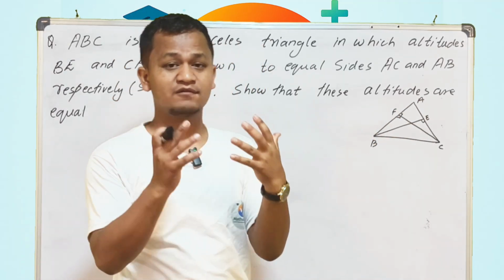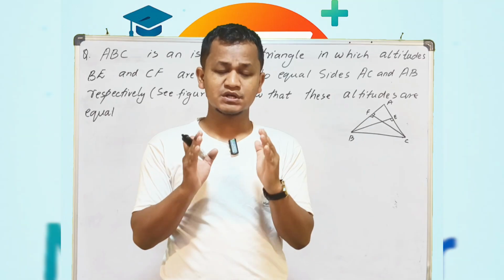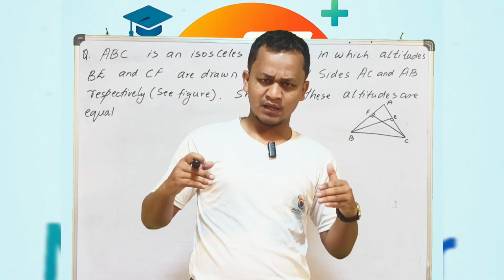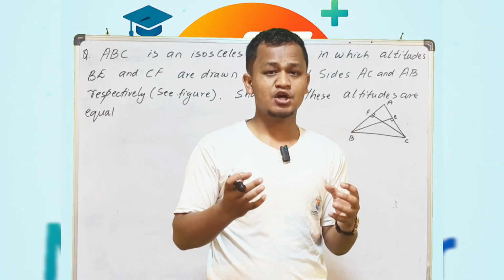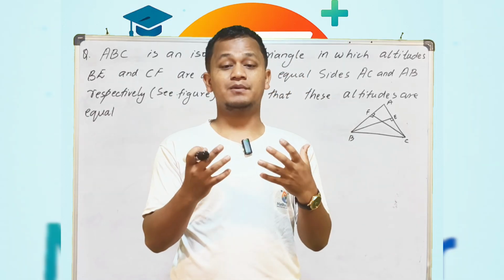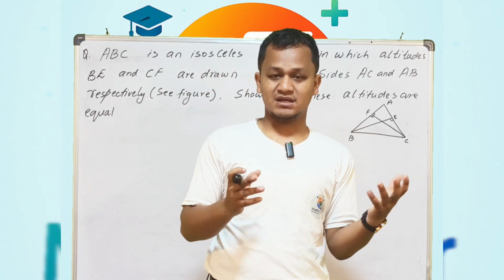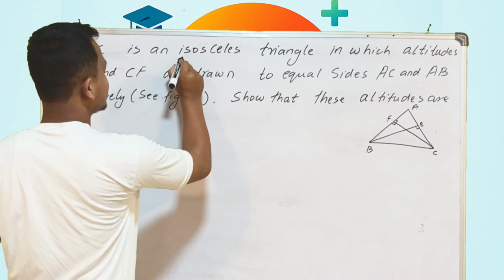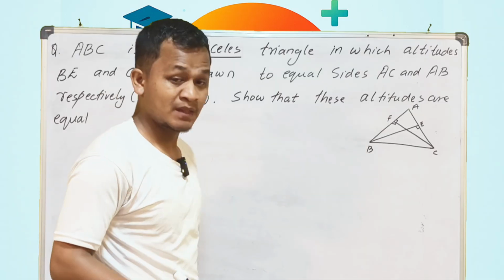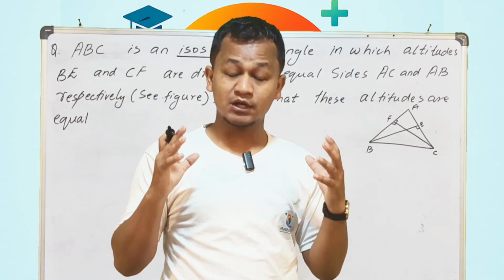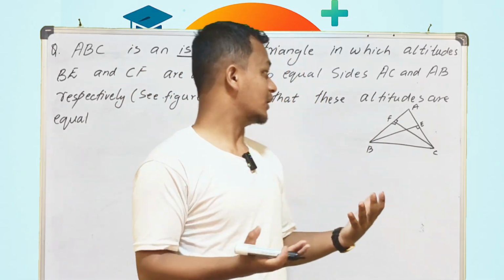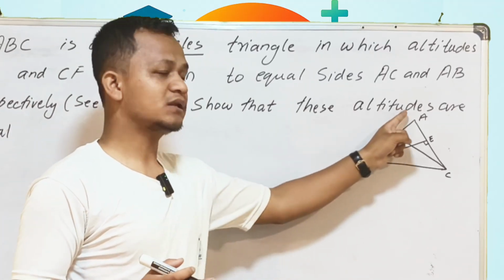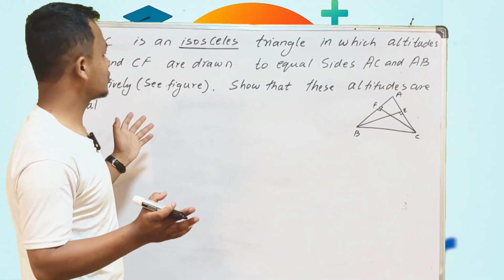First of all, while solving these kinds of problems, you must read the question properly because everything is given in the question. And if you want to prove the answer, you need to apply the given part so that you can get the answer. So ABC is an isosceles triangle. You have to understand what an isosceles triangle is. An isosceles triangle is a triangle in which two sides are equal. Like in this one, the two sides are AB and AC. So that's the first thing you have to remember.